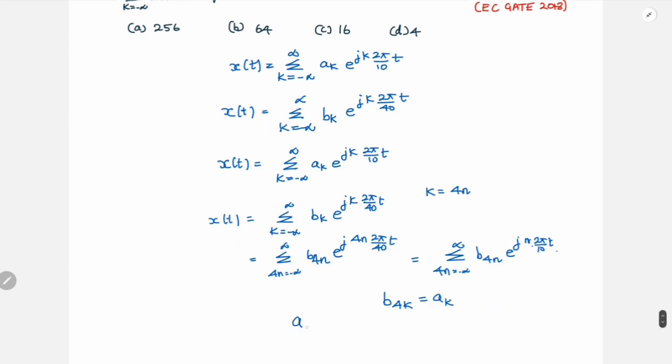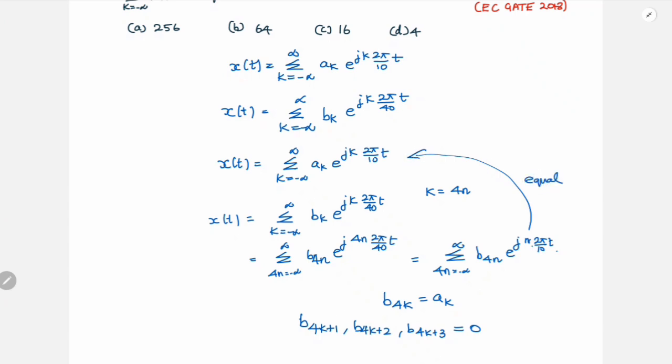And what about b4k plus 1, b4k plus 2 and b4k plus 3? What happens to them? They are going to be equal to 0. Only then can we actually say this is equal to this, right? So if we assume these values for bk, then this is going to be equal.